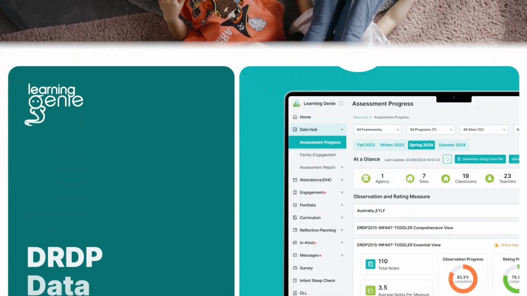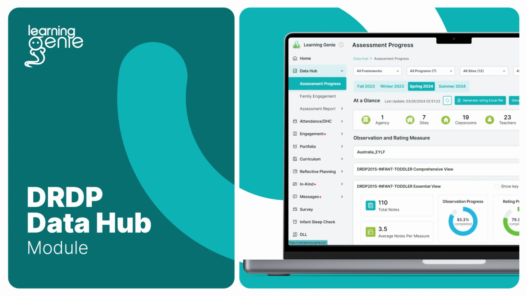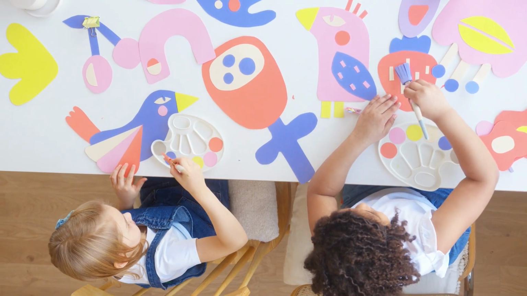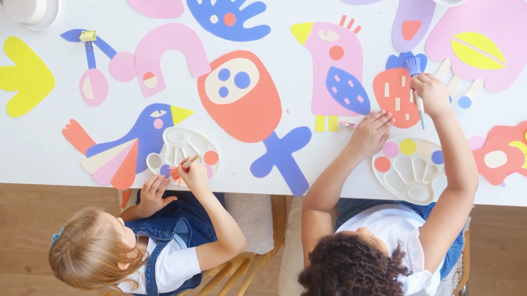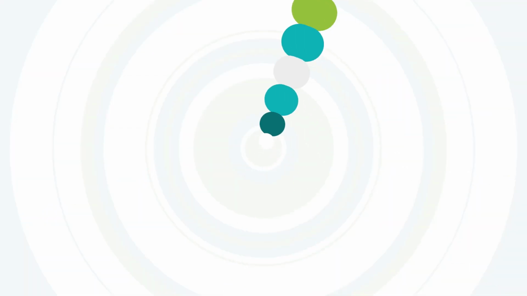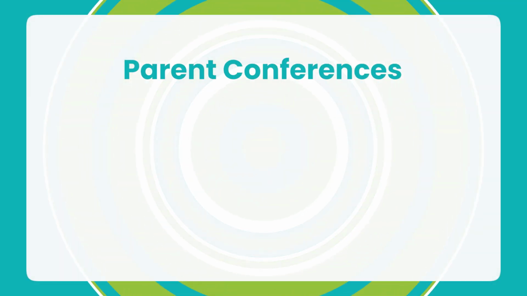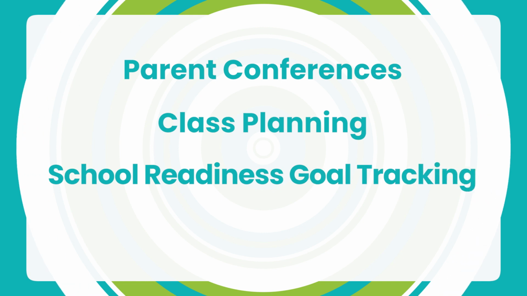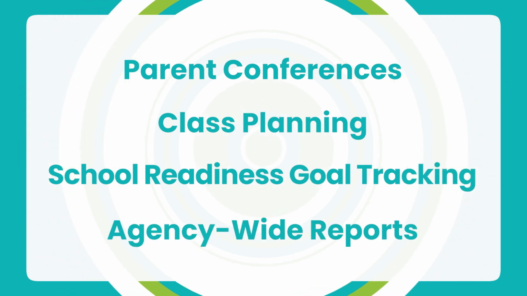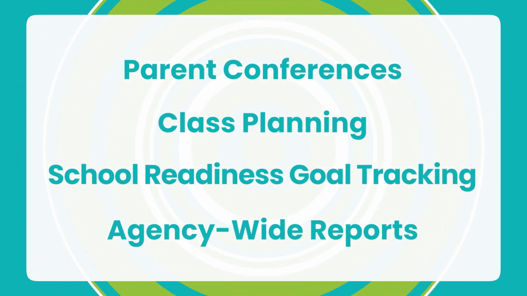Learning Genie's DRDP Data Hub module. The DRDP Data Hub module provides a variety of assessment reports from child level to program level to fulfill your needs for parent conferences, class planning, school readiness goal tracking, and agency-wide reports for grant applications and management reports.